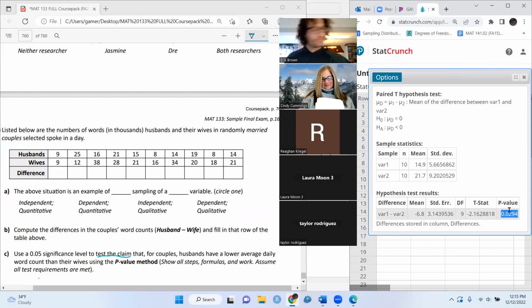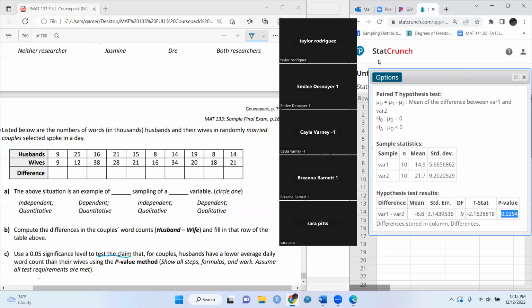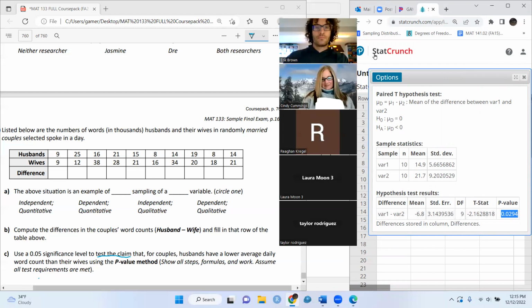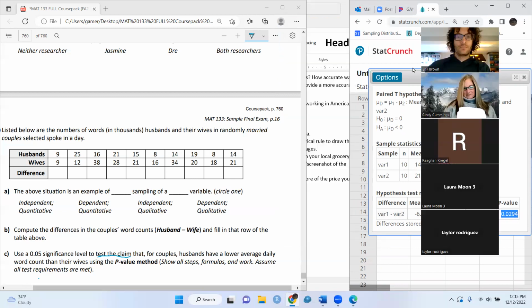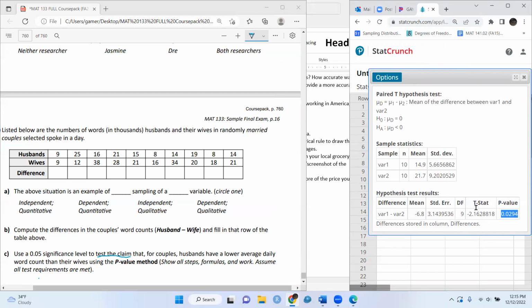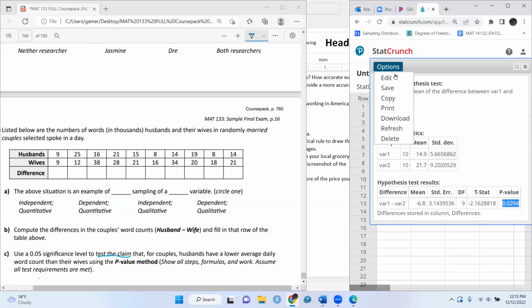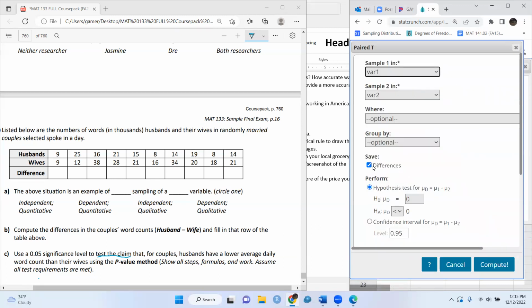What did you do wrong? I don't know. I was sitting here trying to figure out how I can get that column on there too. I can do the simple math for the differences, but I didn't want to have to do that. Oh, click under options, edit, click the save differences. Of course, it's that easy.